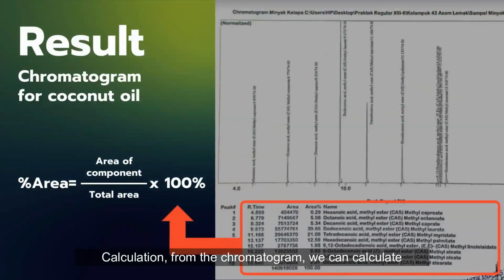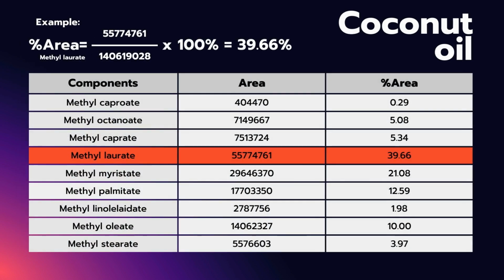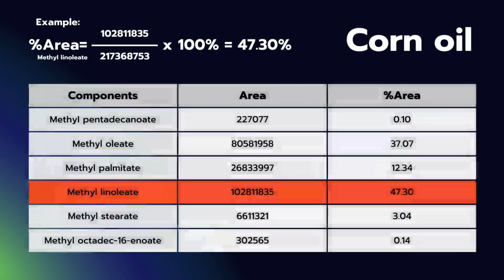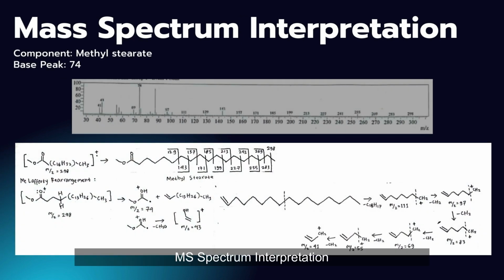Calculation. From the chromatogram, we can calculate the concentration of each methyl ester component by using the formula: percent area is equal to the area of the component per total area times 100%, which leads to the following results. MS spectrum interpretation. The MS detector will give us data of the mass spectrum that we can interpret using its fragmentation pattern.